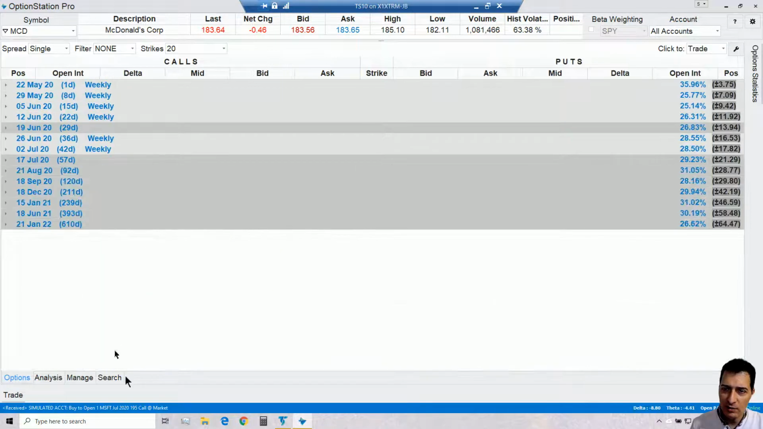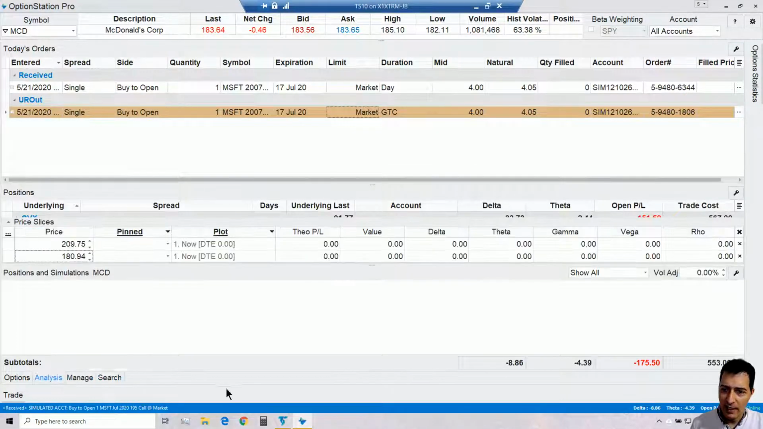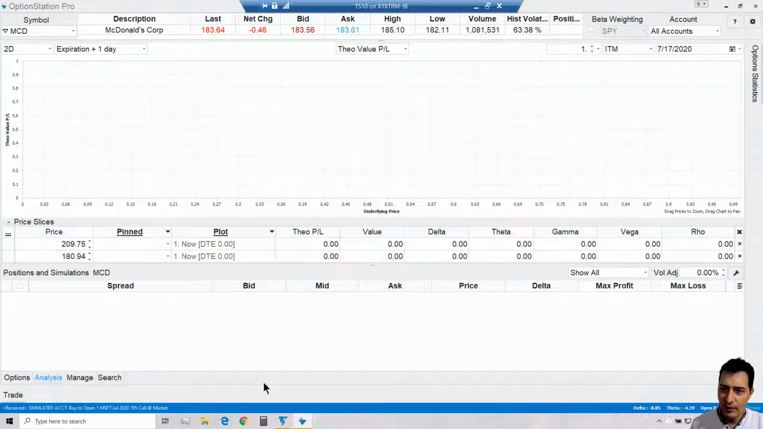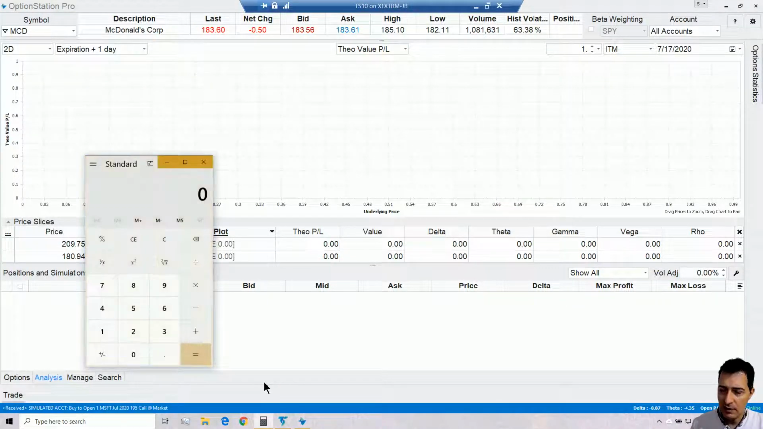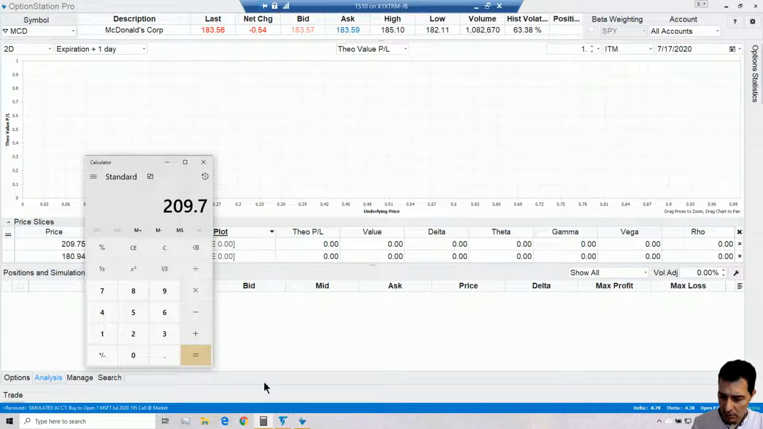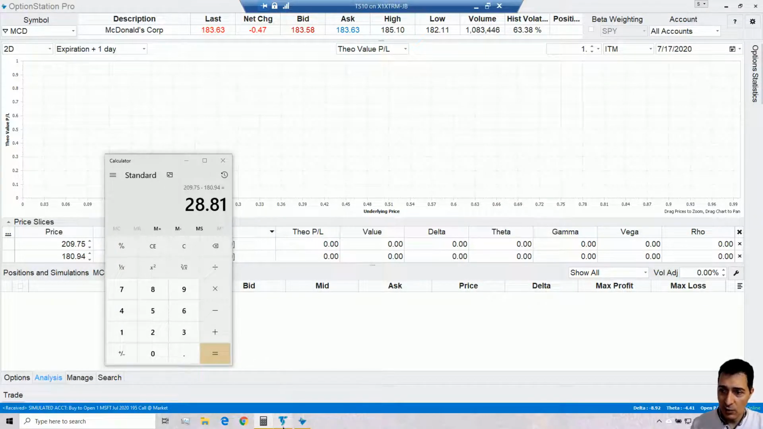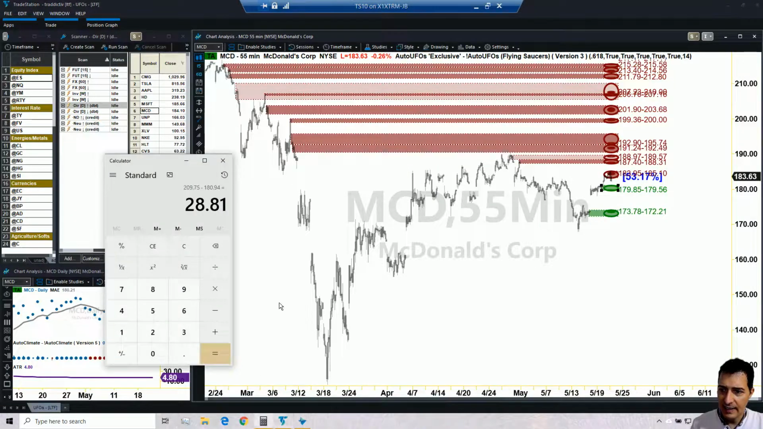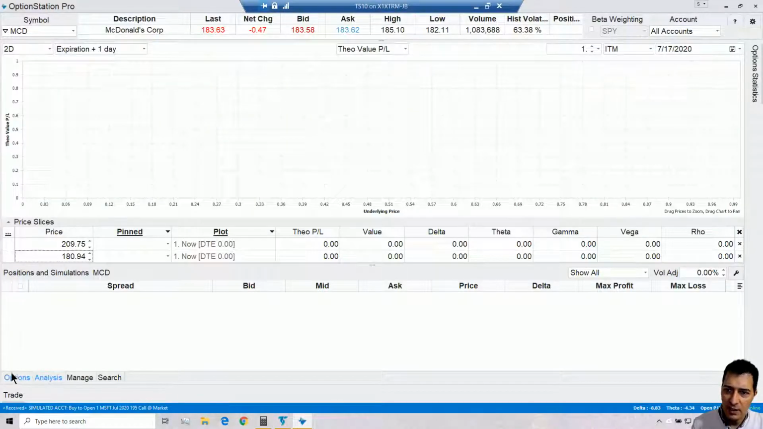Okay, so how do we calculate the expiration date? We're going to look at a calculator and calculate the difference between 209.75 minus 180.94. This is $28.81, which is a great profit margin, and this is based on the ATR, which is 4.80, as you can see on the bottom left of my screen. That's the daily ATR. That is 6 weeks times 7, which is 42 days. So we will want at least 42 days for this trade to work well.